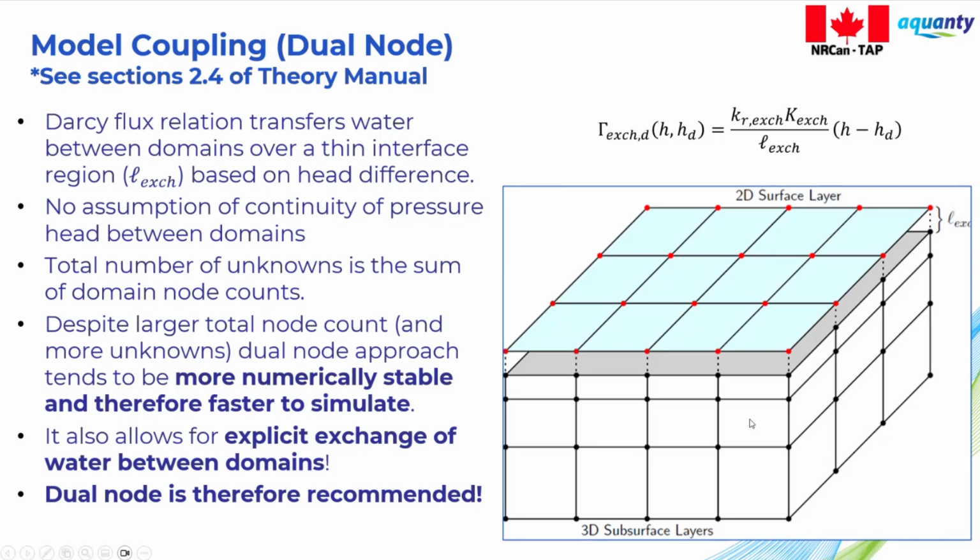It also supports the explicit flow of water between surface and subsurface model domains. That exchange is just based on this equation up here, which essentially is a form of Darcy flux. It's driven by a head gradient between the two nodes, a coupling distance, L exchange here, which is defined by the user, and then the hydraulic conductivity, which is basically adopted from the hydraulic conductivity of the underlying soil.